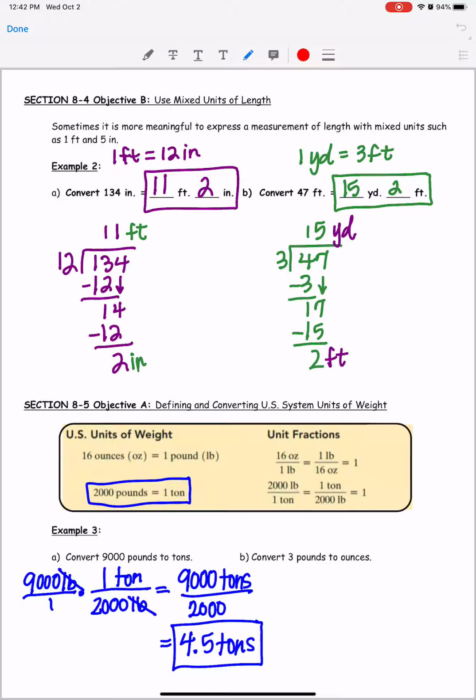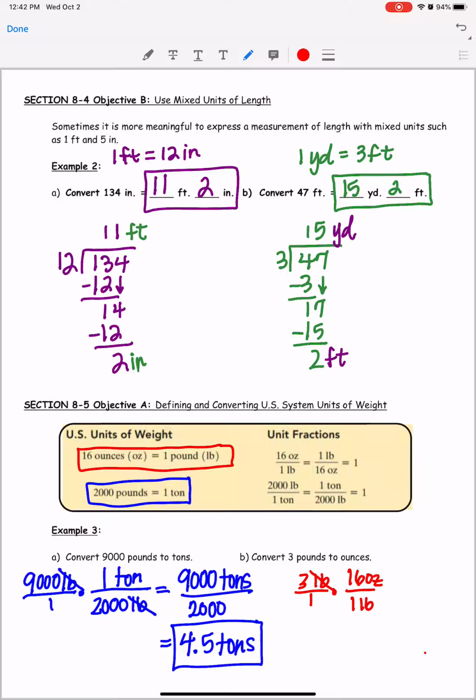Okay, same thing here. Convert 3 pounds to ounces. So start with what they give you. We're starting off with 3 pounds. So 3 pounds over 1 times, now I'm using this one here because I'm wanting to go from pounds to ounces. So same concept though, I have pounds on the top, so I need pounds right here on the bottom. 1 on top, 1 on bottom. So 1 pound on the bottom. So that leaves my 16 ounces on the top.